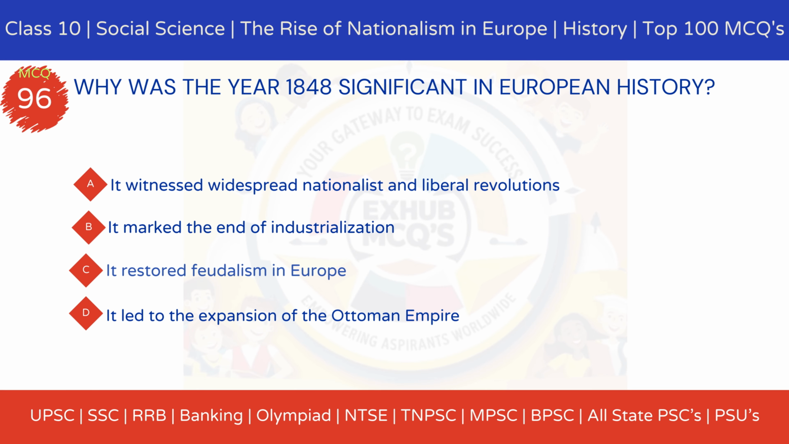MCQ 96. Why was the year 1848 significant in European history? Option A. It witnessed widespread nationalist and liberal revolutions. Option B. It marked the end of industrialization. Option C. It restored feudalism in Europe. Option D. It led to the expansion of the Ottoman Empire.